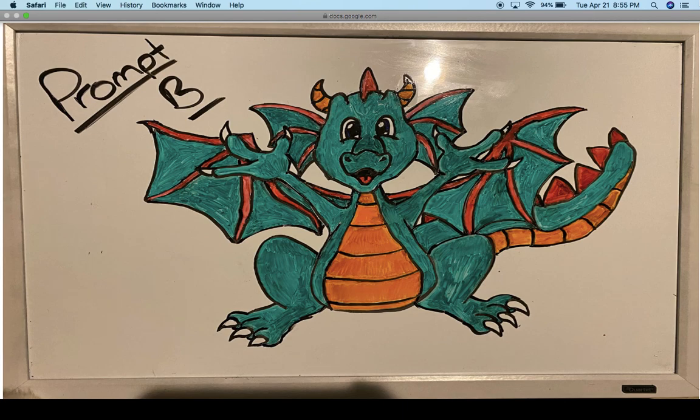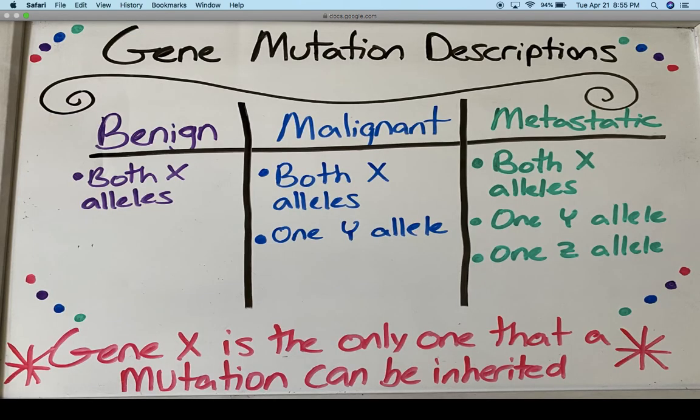I have decided to do Prompt B, which talks about gene mutations that cause throat cancer in dragons. Throat cancer in dragons has been linked back to genes X, Y, and Z. Here is what we know about these genes.